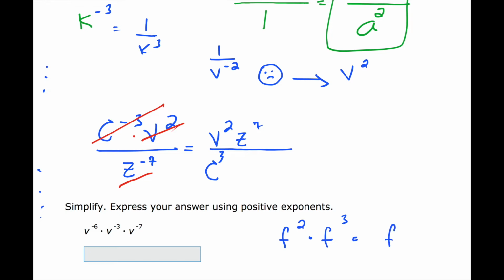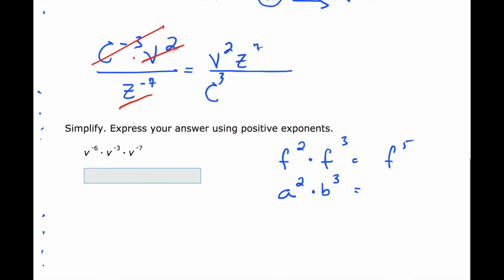When you multiply, you add the powers. But what if you had something like A squared times B to the third? What would that be? They can't talk to each other because they don't have the same base. The A and the B are bases. So you have to have the same base. What if I did B cubed times B to the 7th? What would that be?